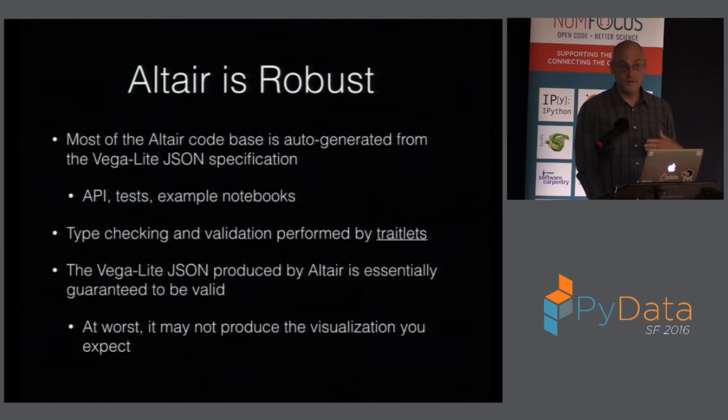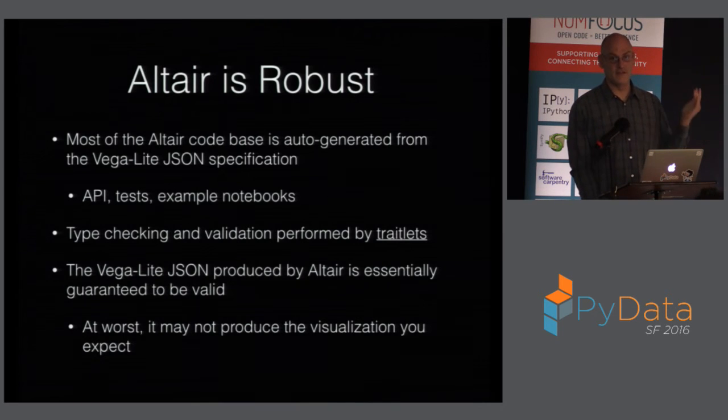This ensures that we're pretty much guaranteed that as long as that JSON file is an accurate representation of Vega-Lite, that we follow that exactly. This applies to our API, to our entire test suite, and even things like our example notebooks. We are performing type checking and validation of the Vega-Lite that's generated using traitlets.